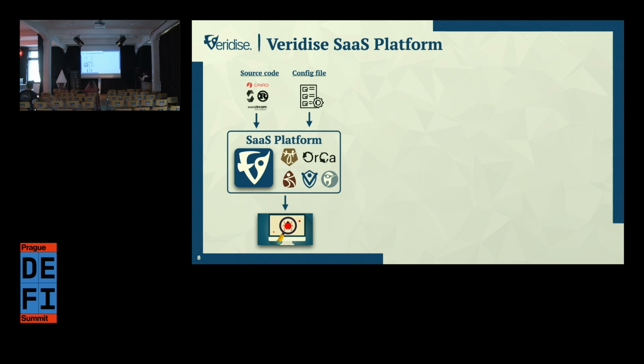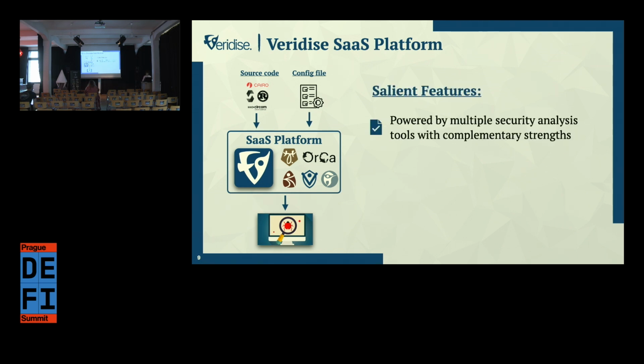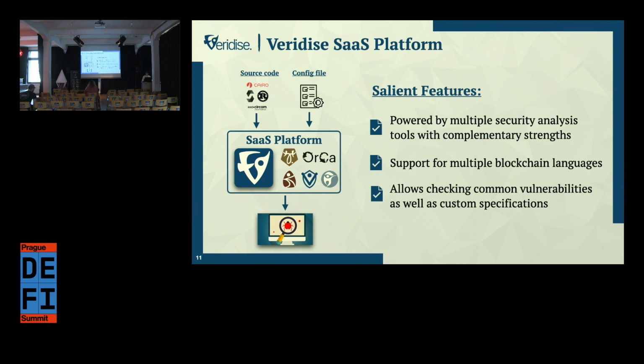Before diving deeper, I would like to highlight some salient features of our platform. First of all, it is powered by multiple security analysis tools with complementary strengths, as we will see in the next slides. It offers support for multiple blockchain languages because it was built in a blockchain and language agnostic way. And it also allows checking for common vulnerabilities as well as custom specifications.